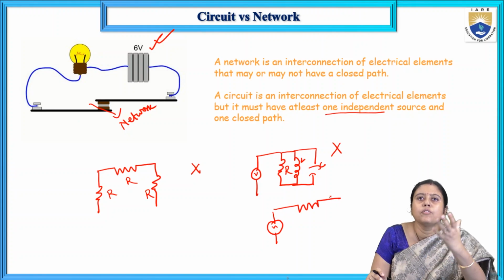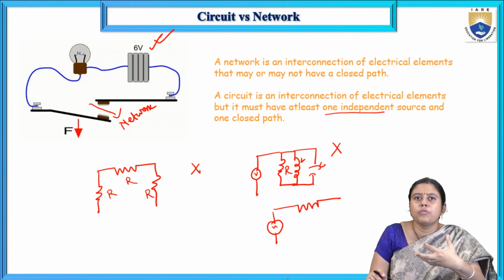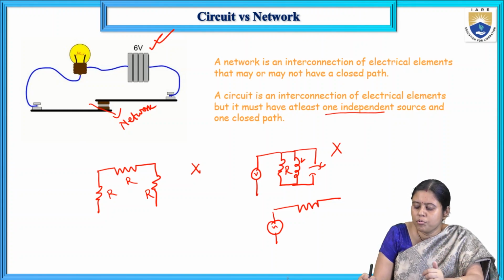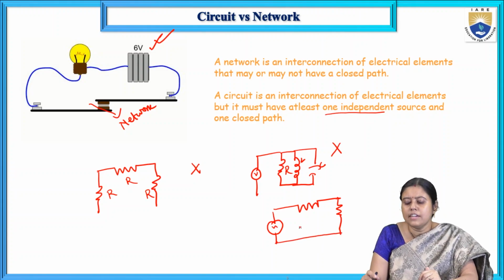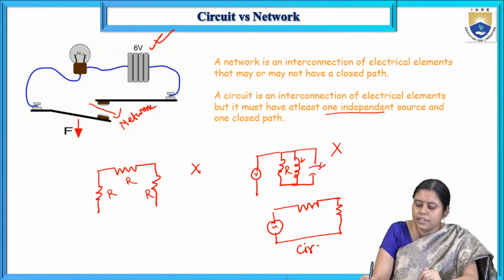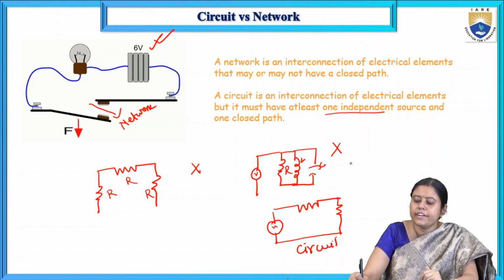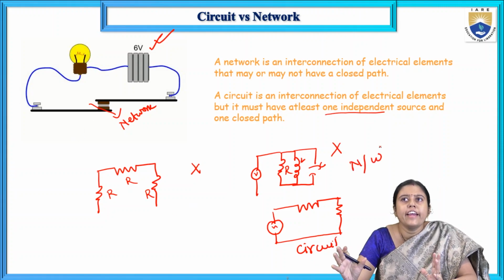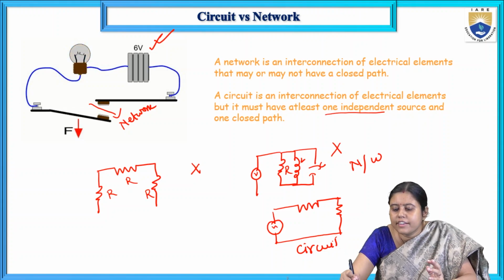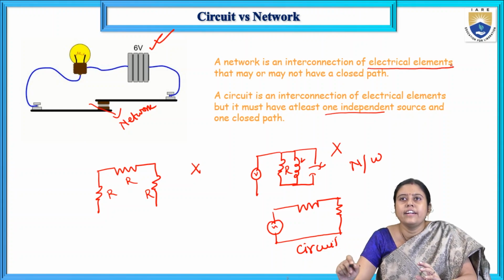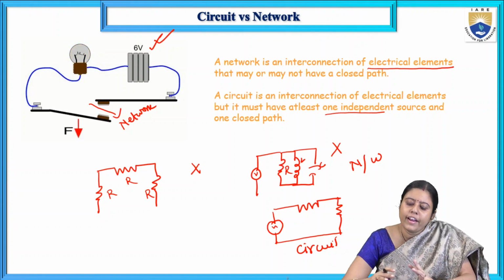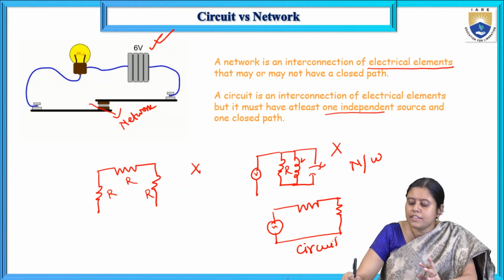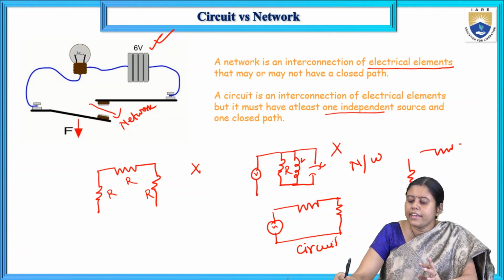But if we go to a circuit, we have some active source. Active source means which can give us power, like voltage source, current source. And this is a closed path. So this is a circuit. But these are all networks. Network means only the interconnection of the electrical elements.